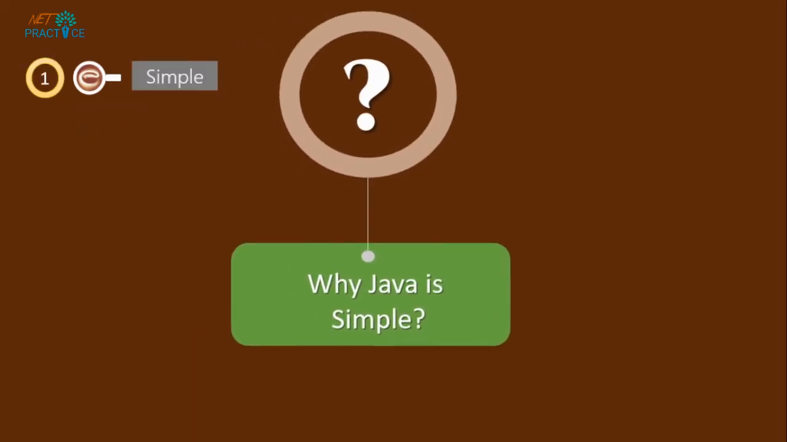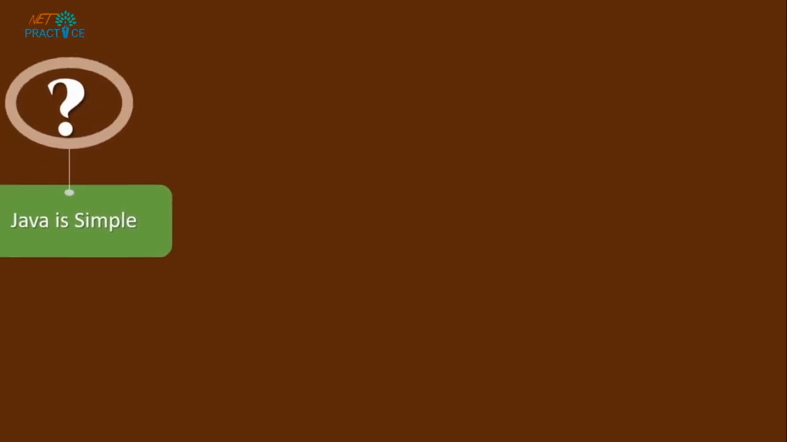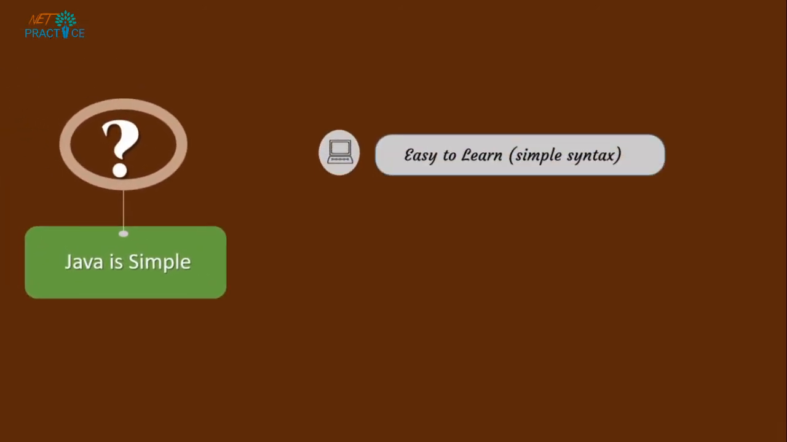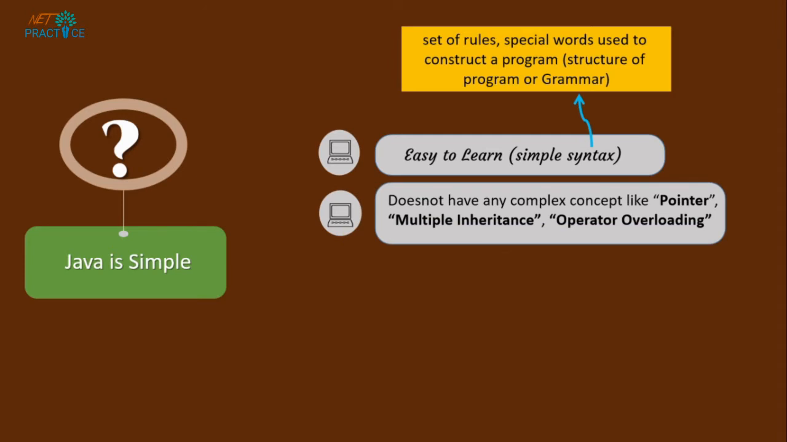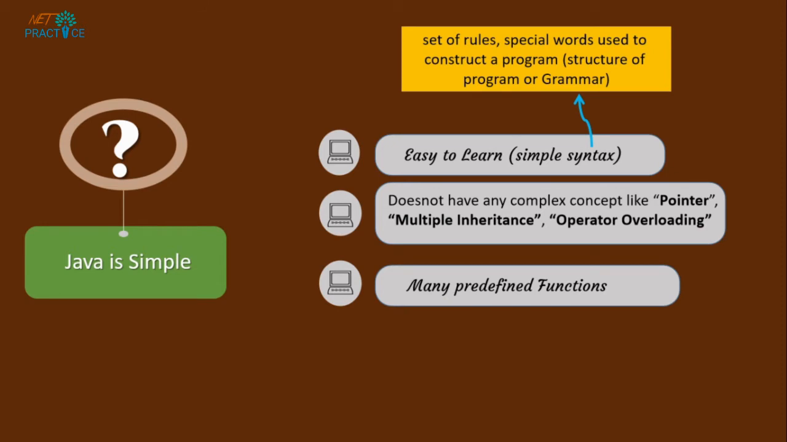So number 1, Java is simple. Why is Java simple? Because of the simple syntax. What do you mean by syntax? Syntax means a set of rules or words used to construct a program, or you can say the grammar of the program. So that's why it is very easy to learn. And Java does not have any complex concepts like pointers, multiple inheritance, operator overloading. Java has many predefined functions, and you do not require any prerequisite to learn Java. That's why Java is simple.